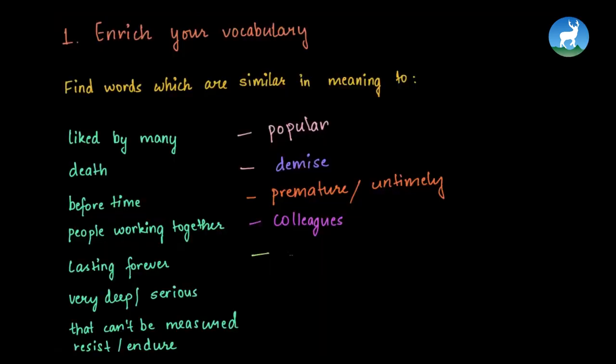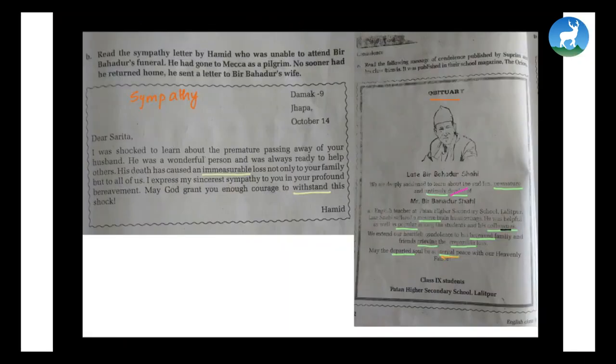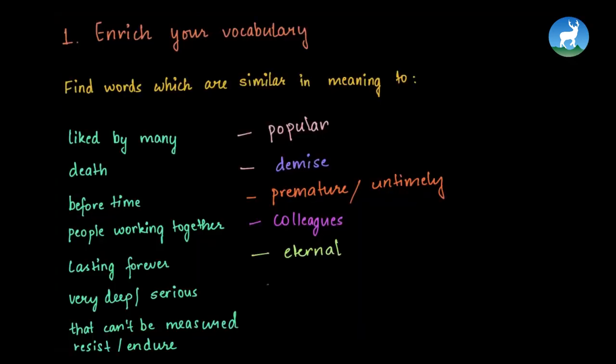Let's write it down. Another question is to find the word which is similar in meaning to very deep or serious. Here, we extend our heartfelt condolence to the bereaved family and friends grieving the irreparable loss. So grieving means very deep or serious sorrow that you are facing. So we found the word grieving and we write it down.